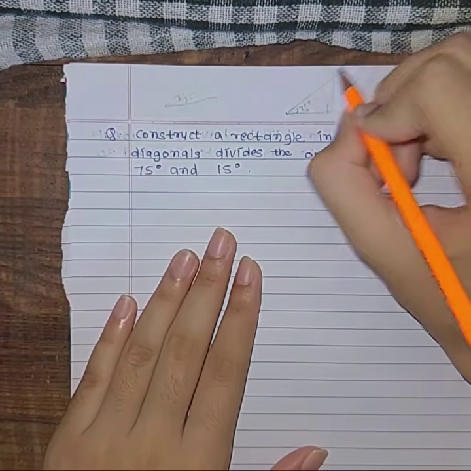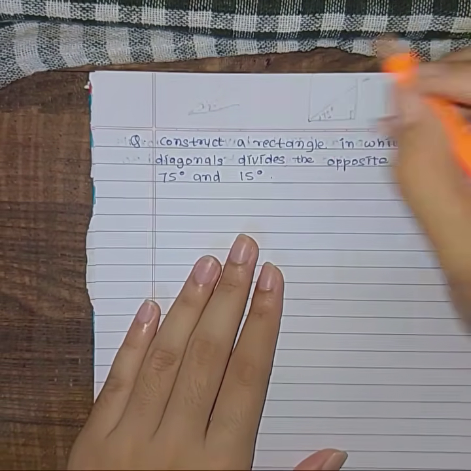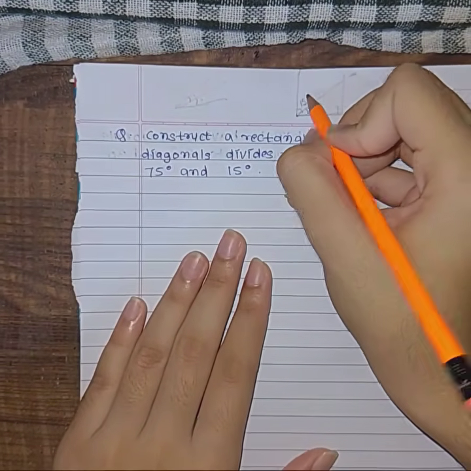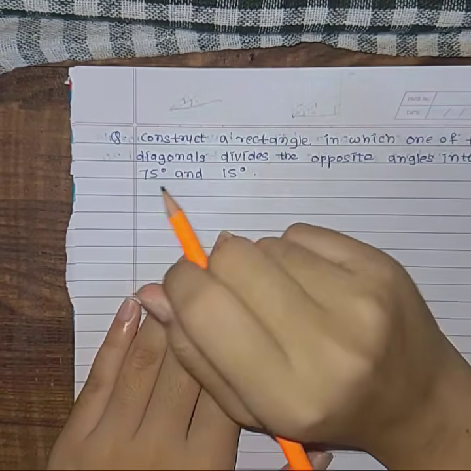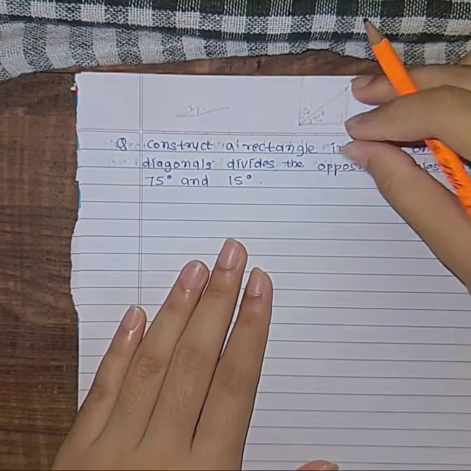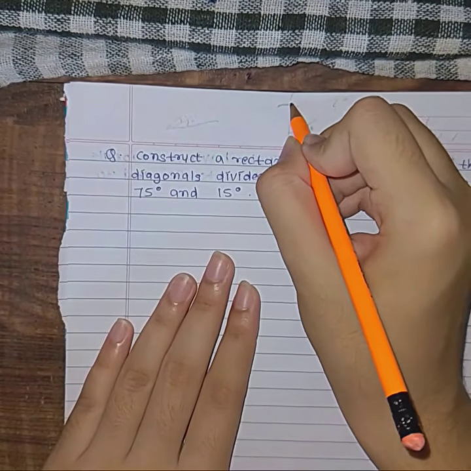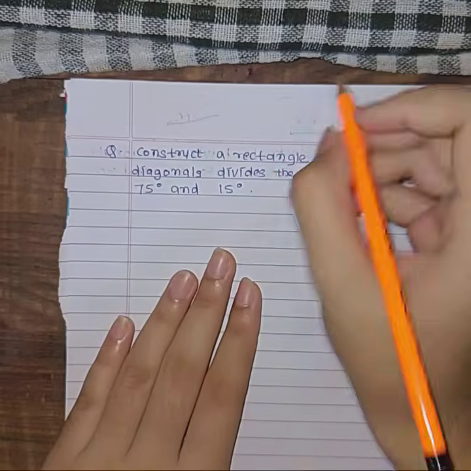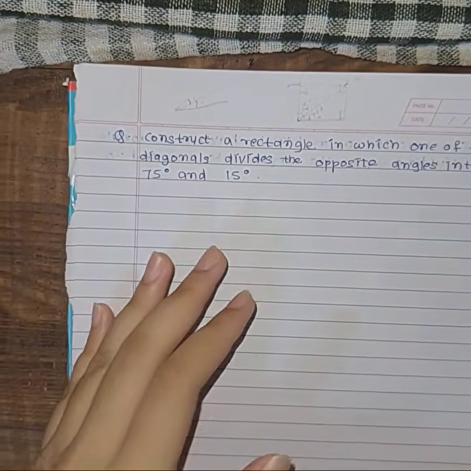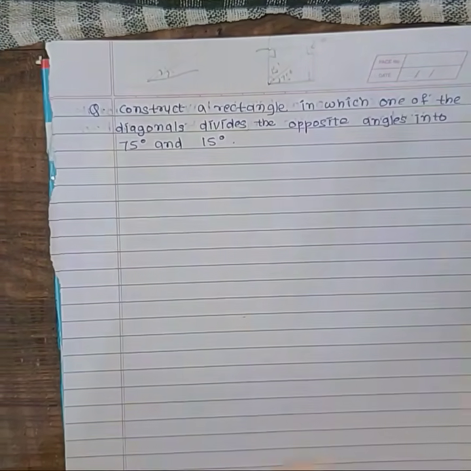This is 75 degree. Then you draw a perpendicular line over here, long line. Okay. So this will be 15 degree. This 15 plus 75 gives us 90 degree. So then you mark this point. You take this measurement in your compass, draw an arc over here and join these 2 points. So this is how we have to construct a rectangle in which the diagonals divide the opposite angles into certain angles.